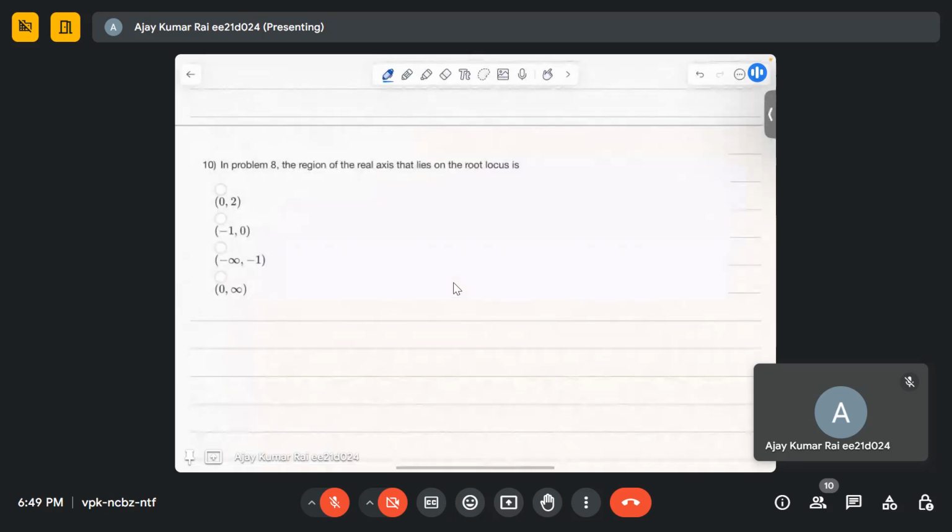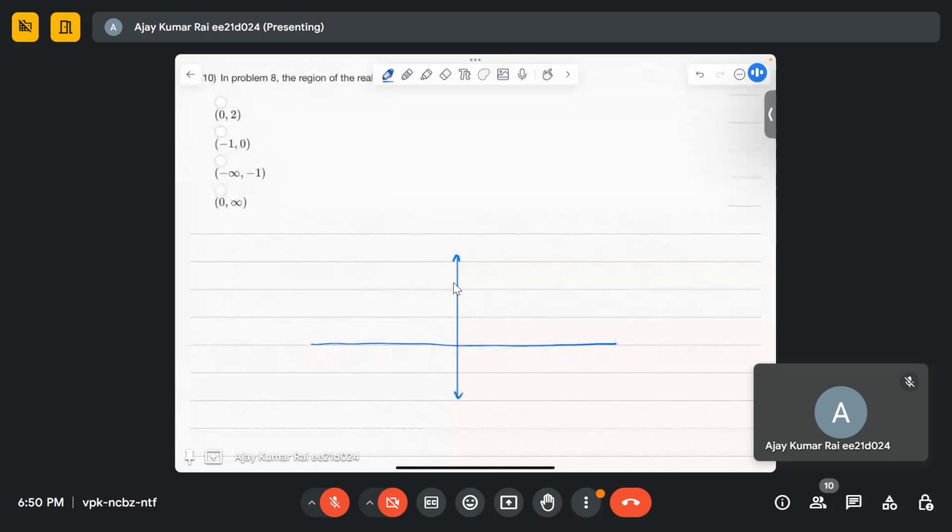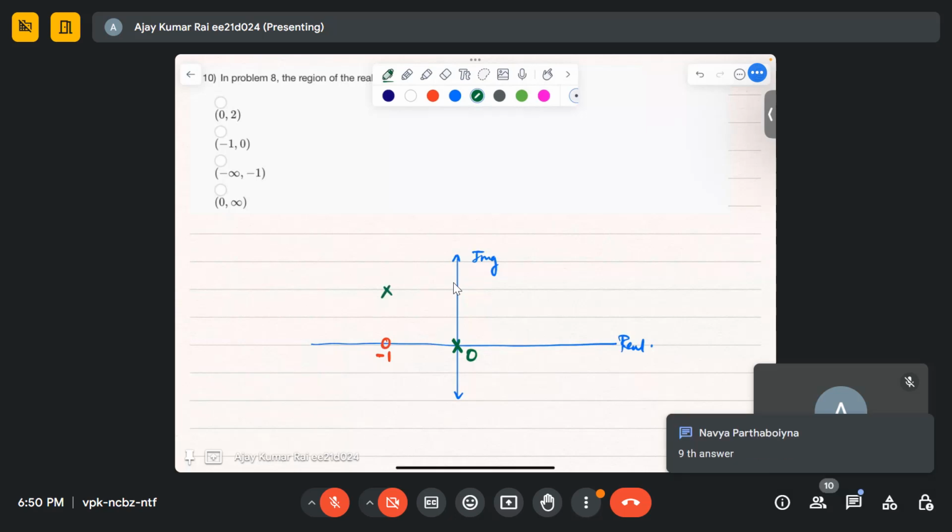Problem 9: the region of the real axis that lies on the root locus is. Okay, so let's plot the open loop poles and zeros. Okay, this is imaginary, this is real. Okay, we have the zero at s equal to -1, and one pole is at origin. Okay, let me use different colors. So this is at 0, and the other ones are these.